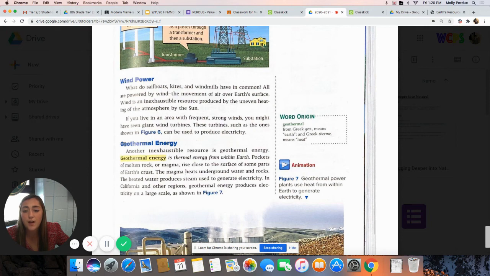Geothermal energy. Another inexhaustible resource is geothermal energy. Geothermal energy is thermal energy from within Earth. Pockets of molten rock or magma rise to the surface of some parts of Earth's crust. The magma heats the underground water and rocks. The heated water produces steam used to generate electricity. In California and other regions, geothermal energy produces electricity on a large scale, shown in Figure 7.